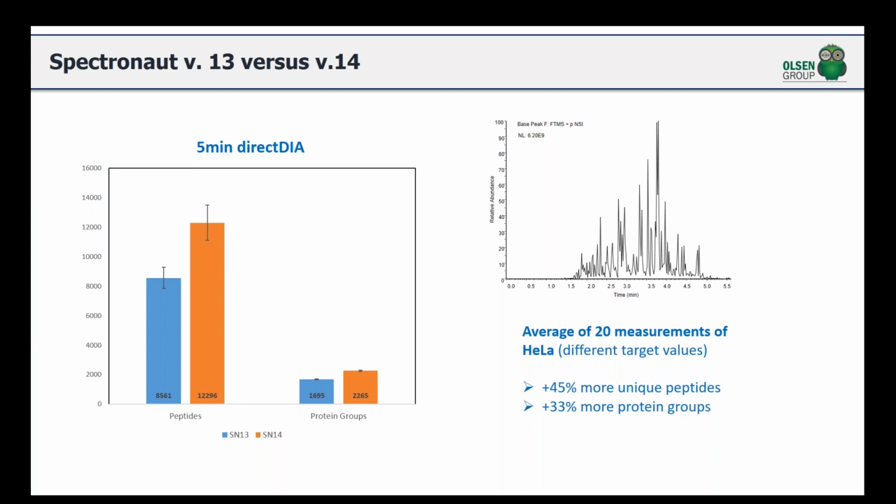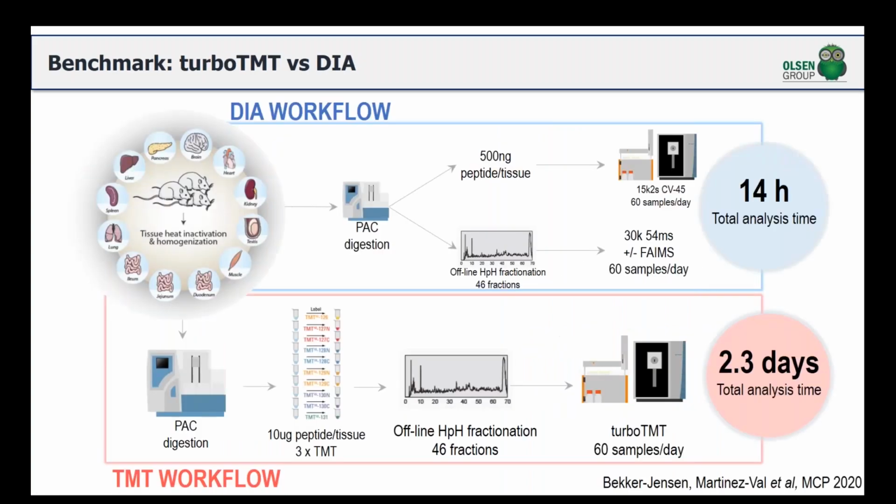So this is, for example, on some of the short 5-minute gradient analyses that we've done on HeLa lysates, also published in the Evosep paper in MCP, and we can see now that if we use the new Spectronaut 14 version, we can increase the number of unique peptides by 45%, going from 8,500 up to more than 12,000 unique peptides, and also increase the number of protein groups from just below 1,700 to more than 2,200, simply by using the new version of Spectronaut. So we're obviously very excited about this.